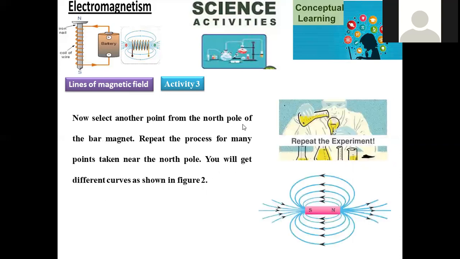Now select any other point from the north pole of the bar magnet and repeat the experiment. We are going to repeat the similar experiment by pointing on the north pole. Repeat the process for many points taken near the north pole. So many points were taken at the north pole, and you will get different curves. By changing the position of the bar magnet, obviously the compass direction will change, so on the north pole only we are changing the spotting point.